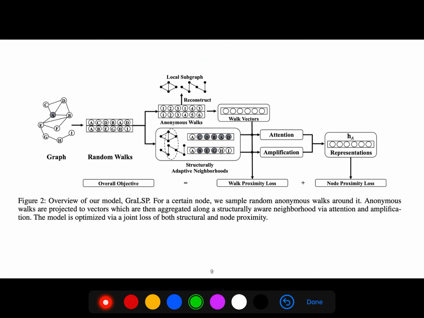Around each node, we sample random anonymous walks. Anonymous walks are projected to vectors, which are then aggregated along a structurally aware neighborhood via attention and amplification. So here we calculate the walk proximity loss and then the node proximity loss. Then we add them, which is the total loss. You see, these local structures are captured very well by these anonymous walks.